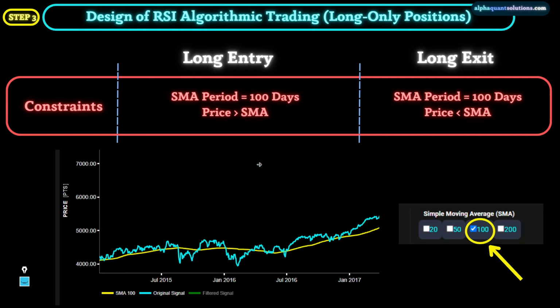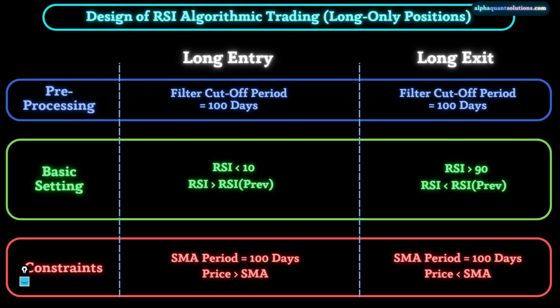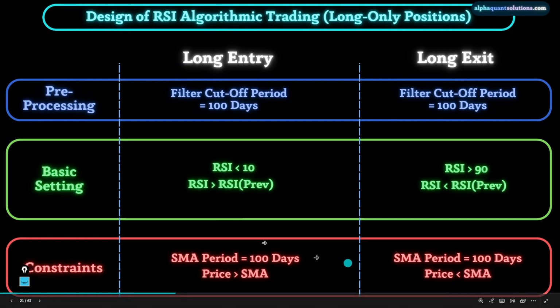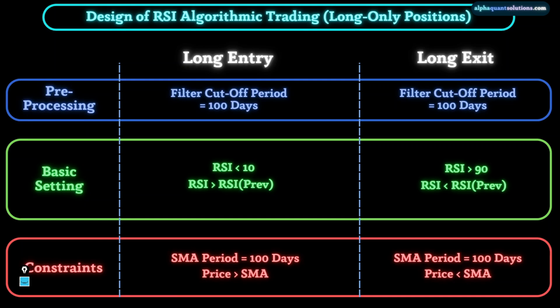So when we combine all three steps, we have the total algorithm shown here: the pre-processing step, the basic setting, and the constraints. In a nutshell, you could argue that all algorithmic trading follows this type of framework. There is always some form of pre-processing, some form of filtering. There is the main rule of the algorithm, and then we always try to add some constraints to increase the performance and the robustness of the algorithm.